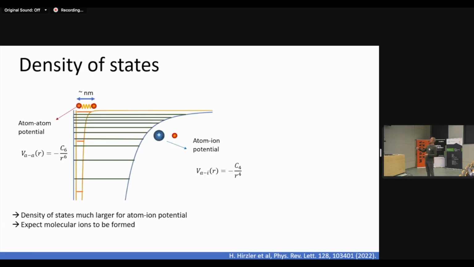But this makes sense, right? Because if you look at the density of states in the atom-ion potential, it's very long range. So you have a high density of states. The atom potential is short range, so you have a lower density of states. So it's very likely that every collision between a dimer and an ion results in a molecular ion. And this turns out to be the case.